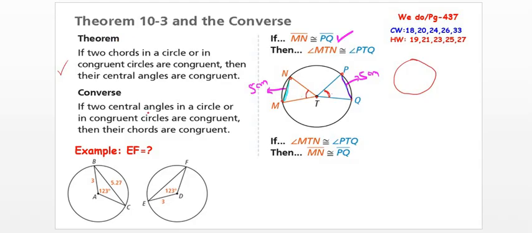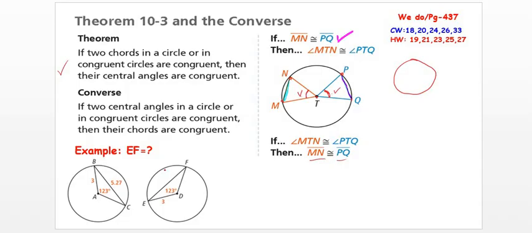Now what is the converse of this? Obviously it will be opposite, that if you know that the two central angles are equal, like this angle is equal to this one, so angle MTN is congruent to angle PTQ, then what will happen? The chord MN and the chord PQ will be congruent to each other. Now here is an example.